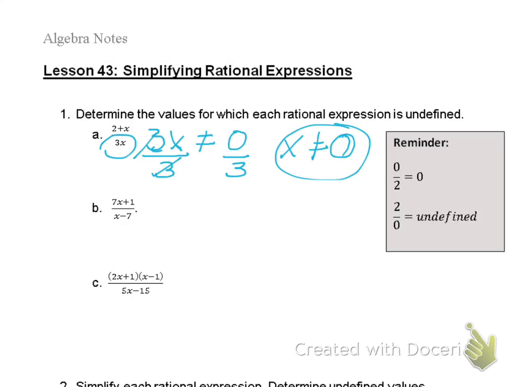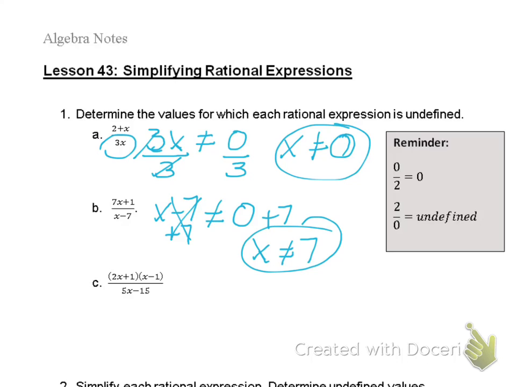The second one, we have x minus 7 as our denominator, so we're going to set that equal to 0 and solve for x. So I would add 7 on both sides, and then I would have x cannot be 7. And the reason for that is if I plug 7 in for x, 7 minus 7 is 0, and I can't have 0 on the bottom of my fraction.